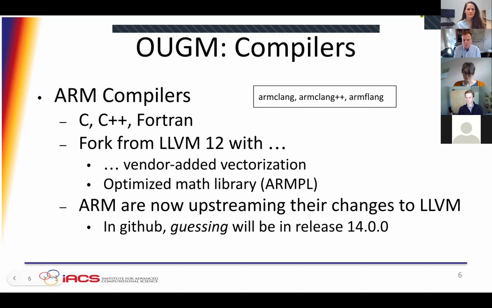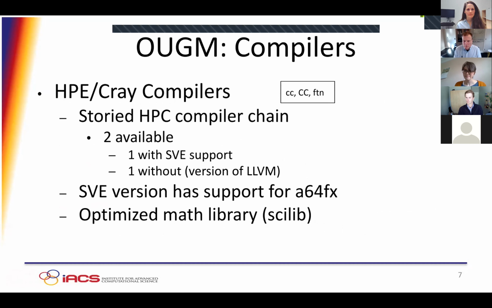You might have noticed that the Clang LLVM compiler was not listed earlier, and that's because it currently, in the released versions, does not support SVE. ARM, however, are upstreaming their changes to it, and I'm assuming probably release 14, it'll be there because you can see it in GitHub already. John might be able to expand on that a bit later.